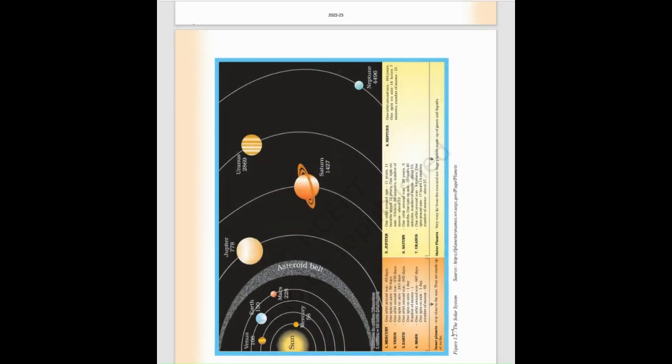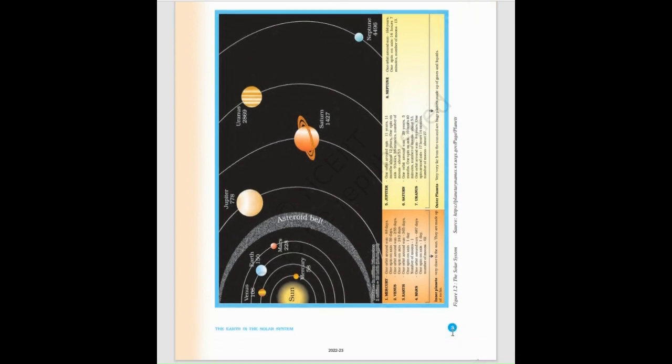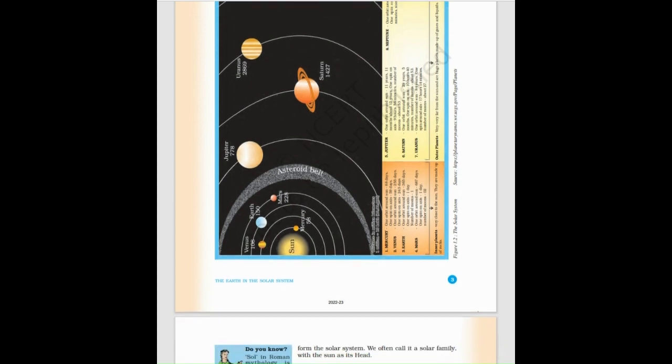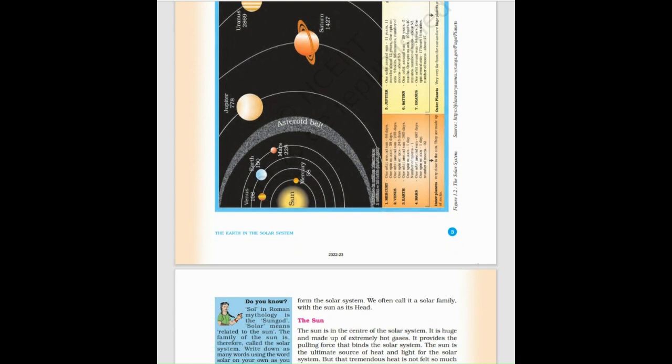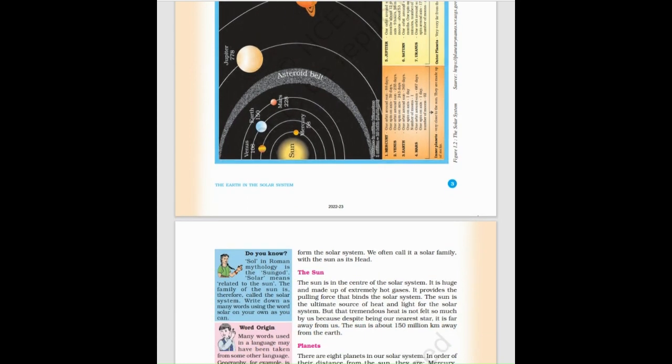On this page, you can see the diagram of the solar system. There you can see the Sun in the center, then Mercury, Venus, Earth, Mars, then the asteroid belt, then Jupiter, Saturn, Uranus and Neptune. With the help of this diagram, you'll be able to understand that the Sun is the center of this solar system. Why is it so?